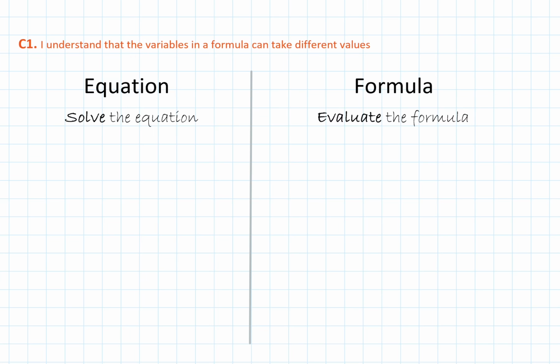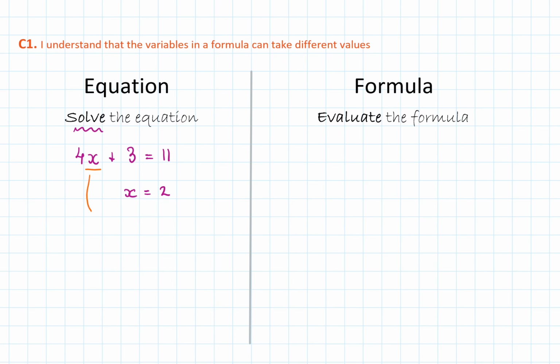An equation might look something like this: 4x plus 3 equals 11. In this case, the question is to solve the equation. We can use bar modeling or some other way, and we'll find that x equals 2.